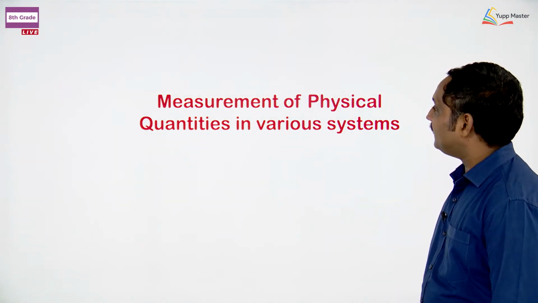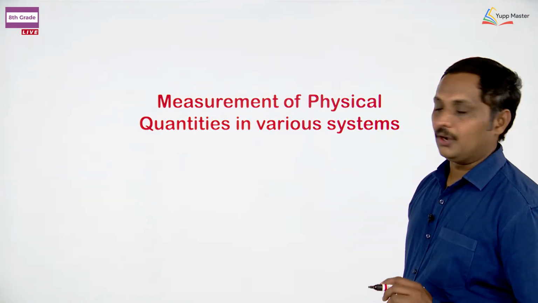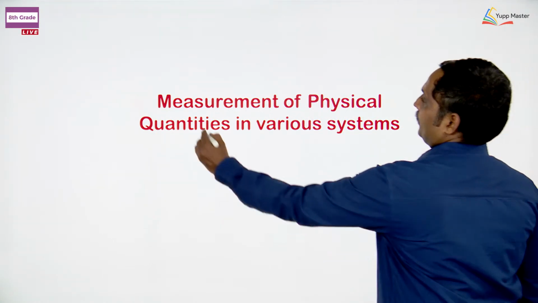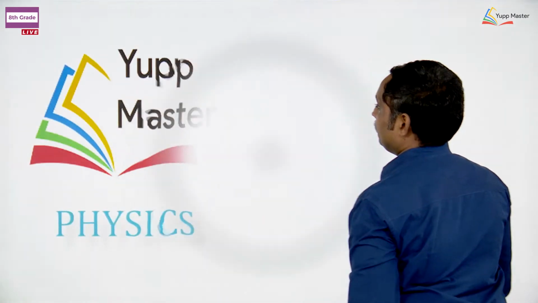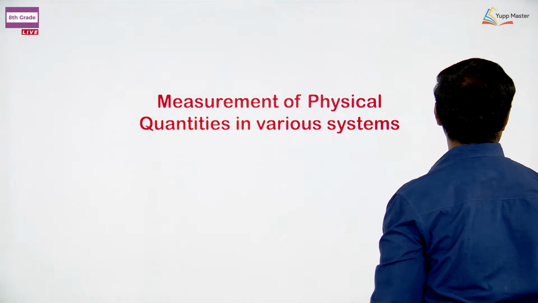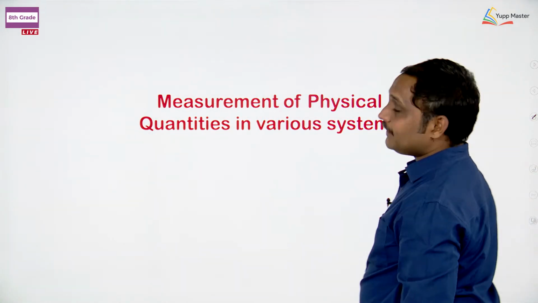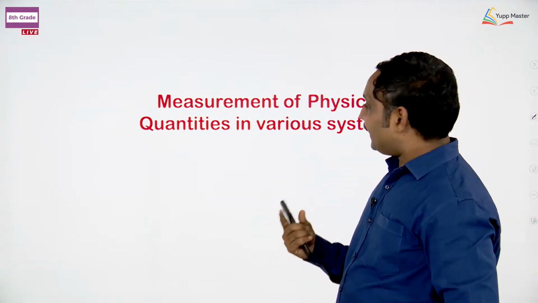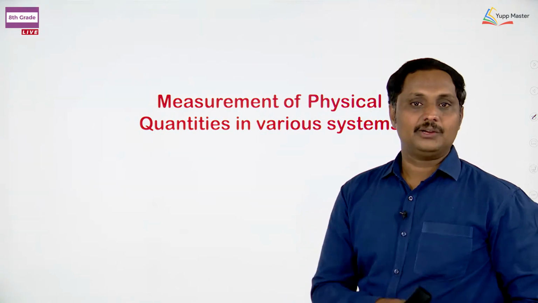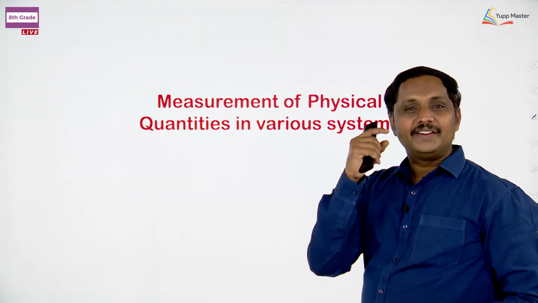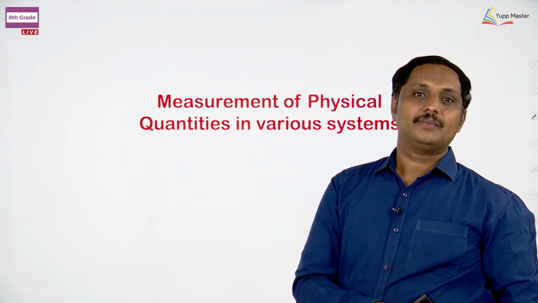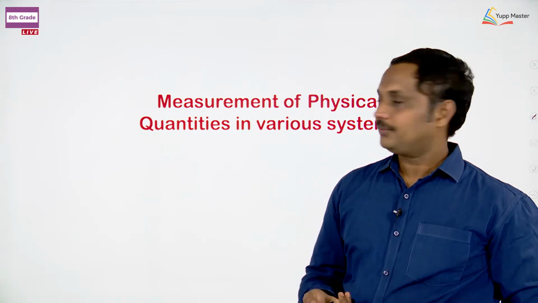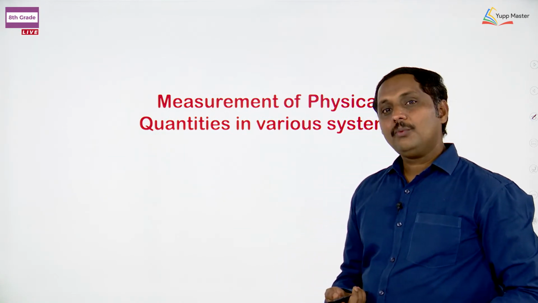Measurement of physical quantities in various systems. Measurement is one process which involves more than one step. That is, if you take one physical quantity, choose a standard system of unit, and you can express its value in the number of times. It is very clear.